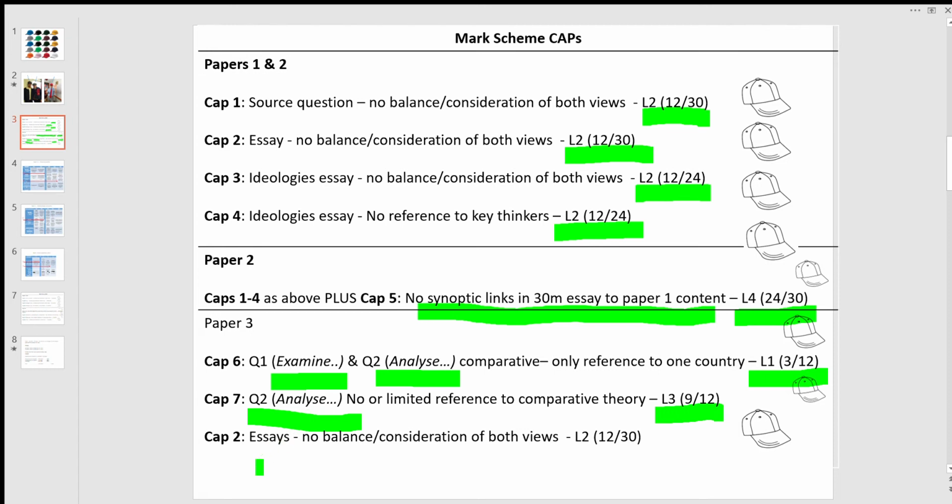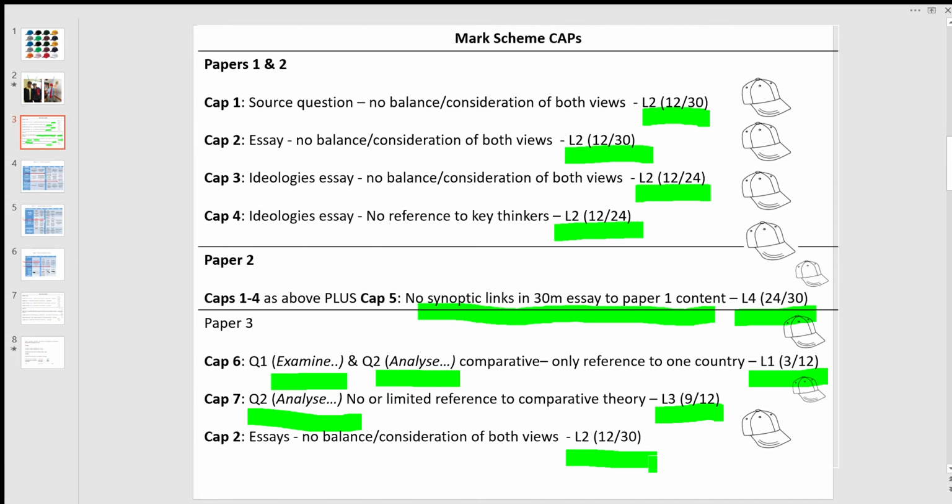And then for the choice of 2 essays from 3, which are just pure American politics, there's no comparative element necessary. It's back to cap 2, which is, if you don't have a balanced essay, it's level 2, which is 12 out of 30.